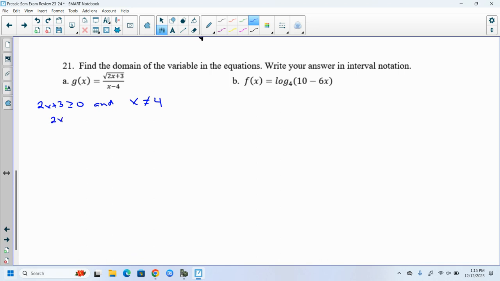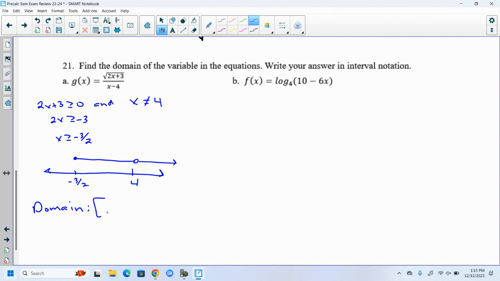Well, just solving this, I get 2x is greater than or equal to negative 3. x is greater than or equal to negative 3 halves. If you want to think number line, greater than or equal to negative 3 halves would start here, but here's the problem. It cannot equal 4, so it's got to skip over 4 and then resume. So it's got to look like that. So our domain in interval notation will be a bracket, negative 3 halves, to 4 union 4 to infinity. Okay, so it starts at negative 3 halves, it skips over 4, goes 4 to infinity.